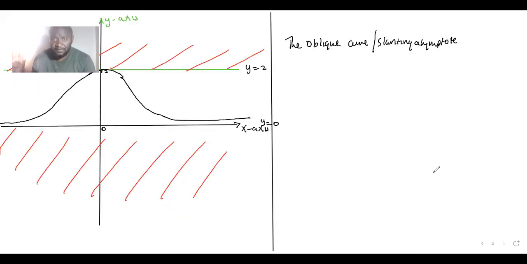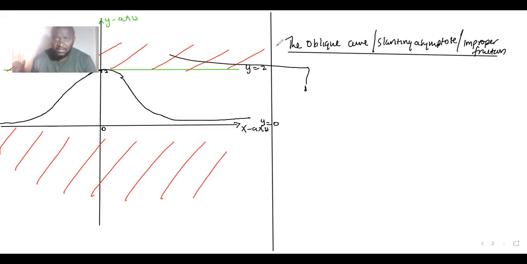Okay. So I was saying we are going for oblique curves. The oblique curve, we talked about it as a curve that has a slanting asymptote, or it has improper fractions. All those can be used to describe what this curve is all about. Now, let's have a look at an example. The definitions, we got them before. They can give you a question like this one.